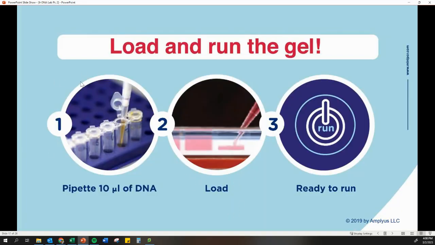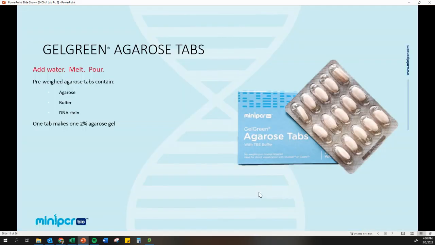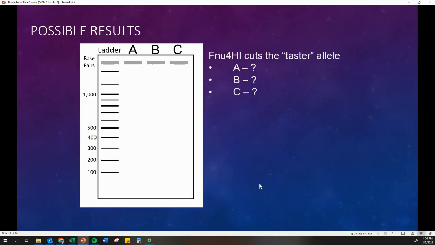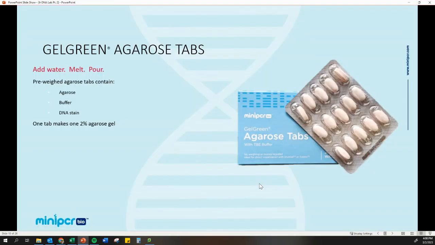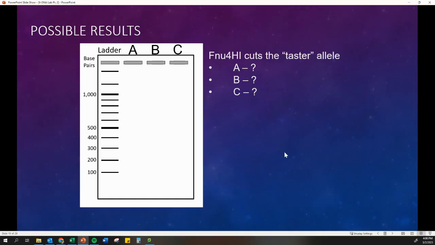Okay, so we pipetted and loaded our gel, meaning we just put the DNA sample into our electrophoresis gel, and then we ran an electrical current through it. This is some information about how we made the gel. I have another video about how to make the electrophoresis gel if you're interested.